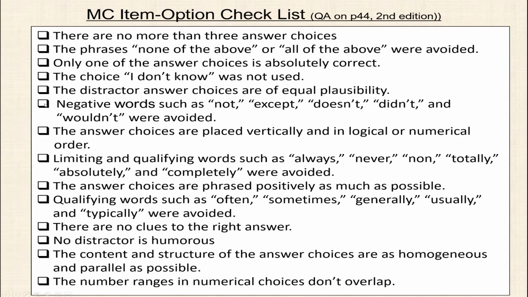Check. The answer choices are placed vertically in a logical or numerical order. Check. Limiting and qualifying words such as always, never, none, totally, absolutely, and completely were avoided. Check. The answer choices are phrased positively as much as possible. Check. Qualifying words such as often, sometimes, generally, usually, and typically were avoided. Check. There are no clues to the right answer. Check. No distractor is humorous. Check. The content and structure of the answer choices are homogeneous and parallel as possible.